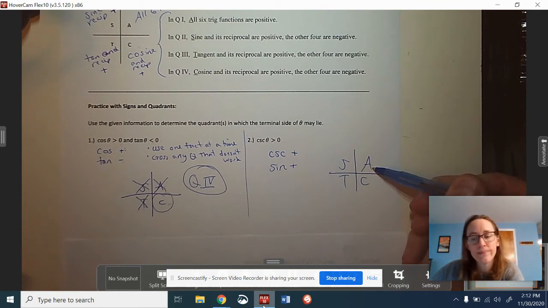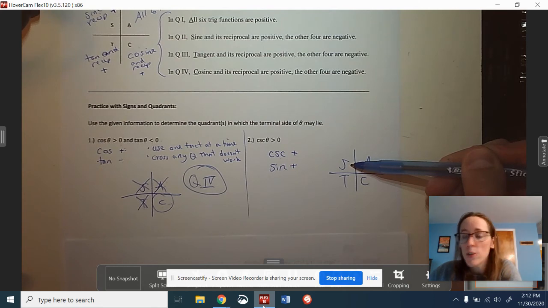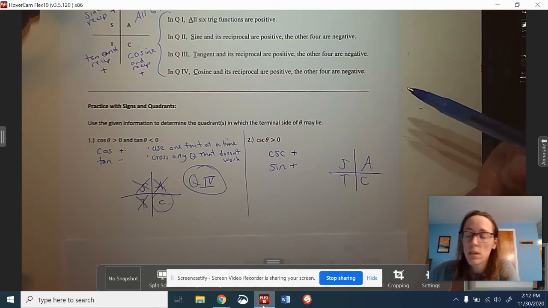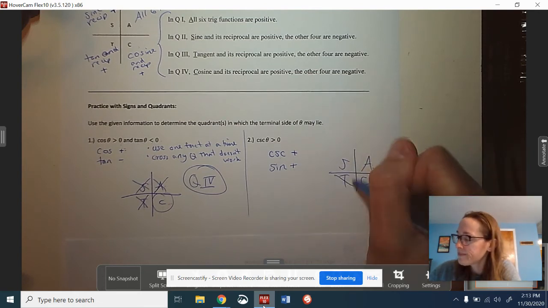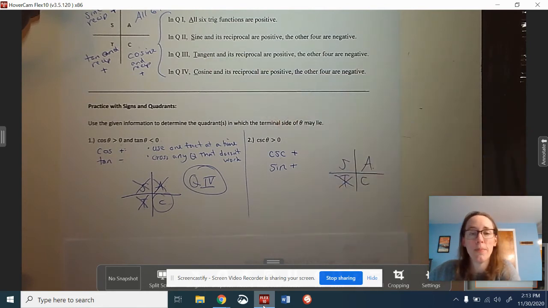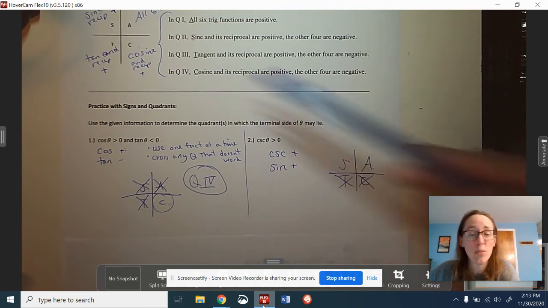So that's still in play. That's a possibility. If sine has to be positive, could we be in quadrant 2? Sure, because in quadrant 2, sine and its reciprocal are positive. The other 4 would be negative. Could we be in quadrant 3 if sine's positive? No way. Can't be quadrant 3 because only tangent and its reciprocal are positive there. And how about quadrant 4? That's out as well because only cosine and its reciprocal secant are positive there.